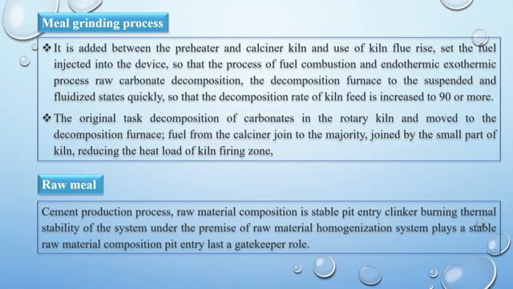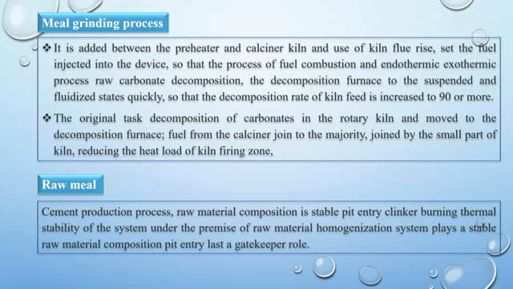Next process is meal grinding process. It is added between the preheaters and the clinker kiln and use of kiln flue gas. Set the fuel injected into the device so that the process of fuel combustion and exothermic process, raw carbonate decomposition. The decomposition furnace to the suspended and the fluidized states quickly, so that the decomposition rate of kiln feed is increased to 90 or more.